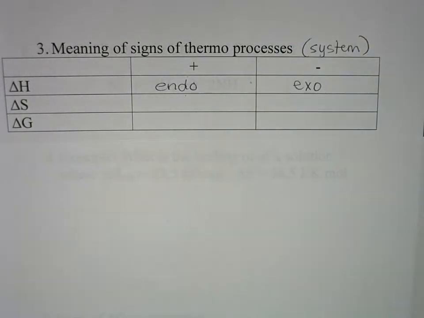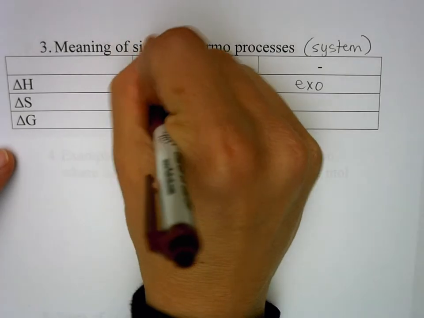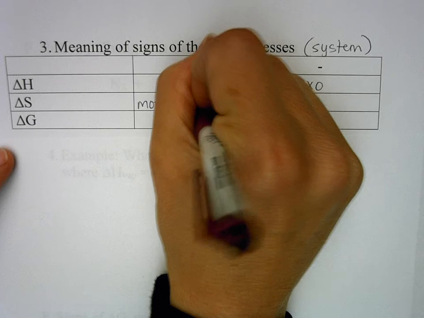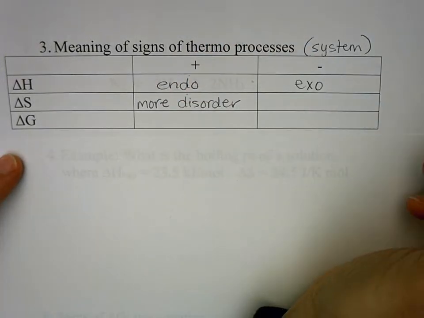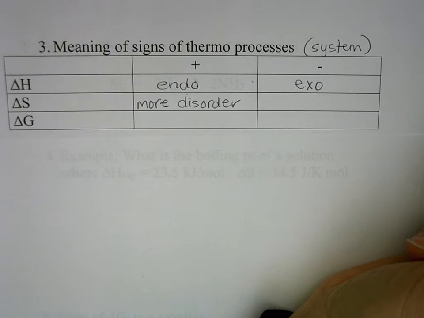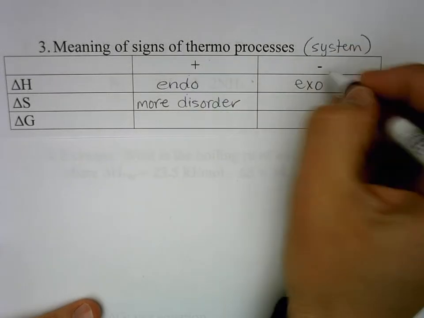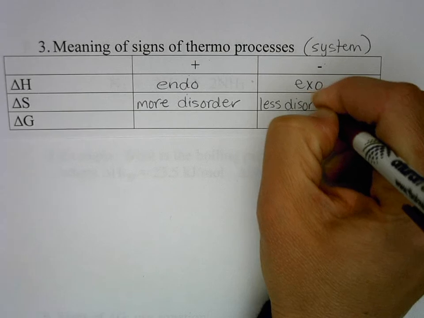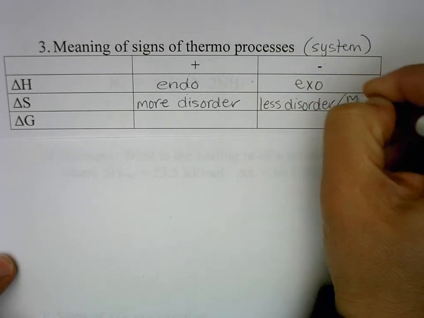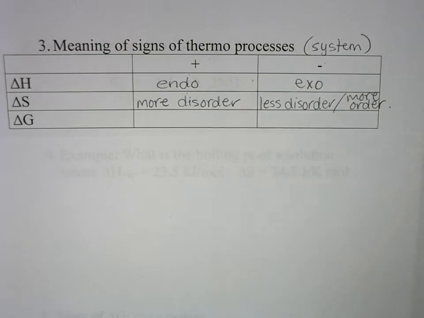For delta S, S is entropy. If you have a positive value for that, it means more disorder, more craziness. And then if it is a negative delta S value, you could think about it a couple different ways. If positive means more disorder, you could think of negative as meaning less disorder or more order.